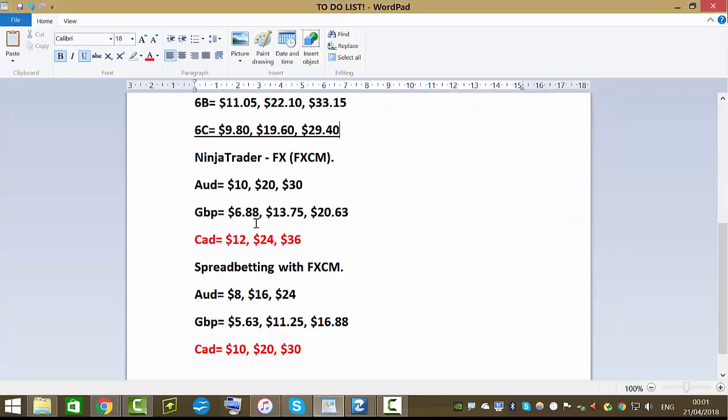If you do that for the different sizes that equate to one contract of 6B, 2 contracts, you just double it like you did before.